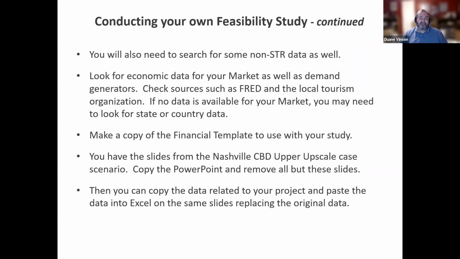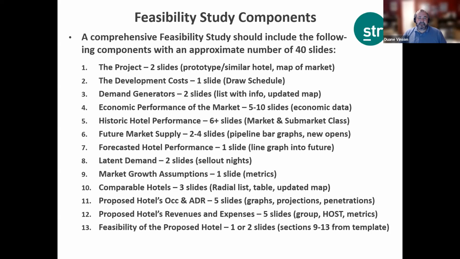We've talked about the availability of data. We know that from the Share Center, you can obtain the data that we talked about earlier: the performance data, the pipeline data, the P&L data, the census information. All of that is available through the STR Share Center. You can use this financial template. There's a step-through of a comprehensive feasibility study, and these are the 13 steps that we just walked through. It includes the number of slides that you would want to include in your presentation. So for the comprehensive version, as outlined here, this would be approximately 40 slides.